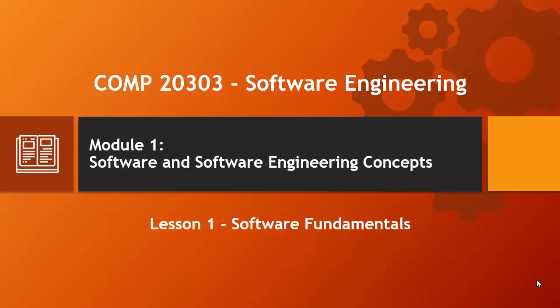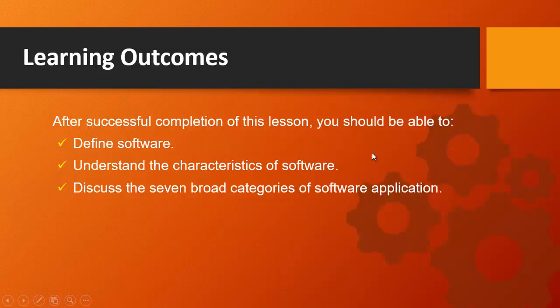Good day everyone! Today we'll be discussing Module 1, which is Software and Software Engineering Concepts. We will be focusing on software fundamentals of Module 1. Our learning outcomes for this lesson are to be able to define and understand what is a software, understand the three characteristics of a software, and identify the 7 broad categories of software applications. So let's get started.